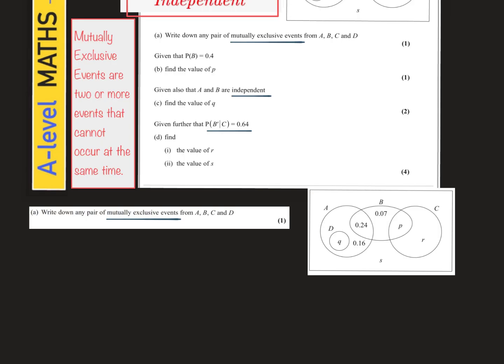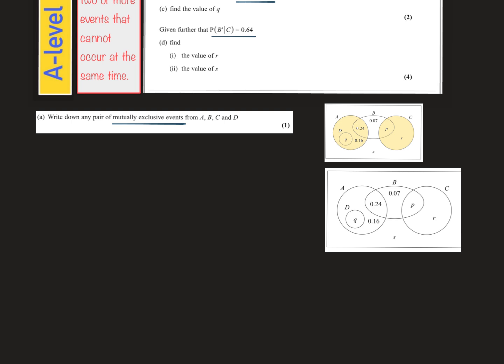And here we want to find a pair of mutually exclusive events from A, B, C, and D. A and D share the same events, or D shares the events in A. A and B also share some of the events, but A and C are mutually exclusive because they do not share any of the events. Now there's one more pair of mutually exclusive events, and if you can see, event D and also event B. As you only get 1 mark for this, and it says write down any pair, it means you can write down either A and C or D and B.